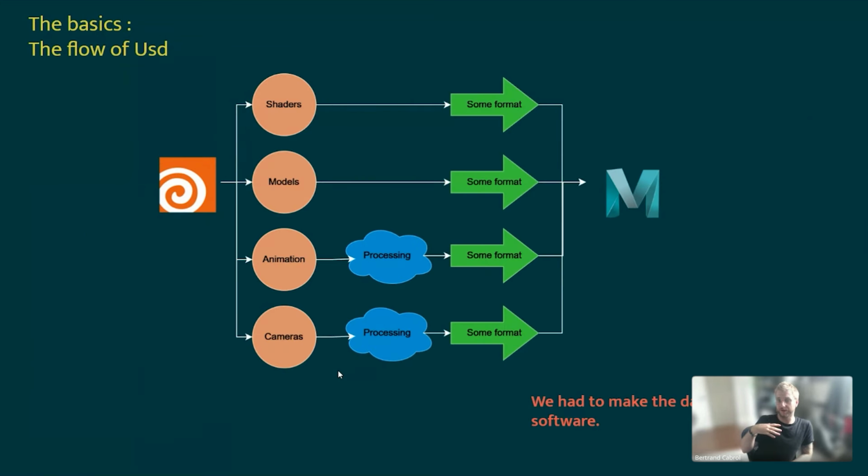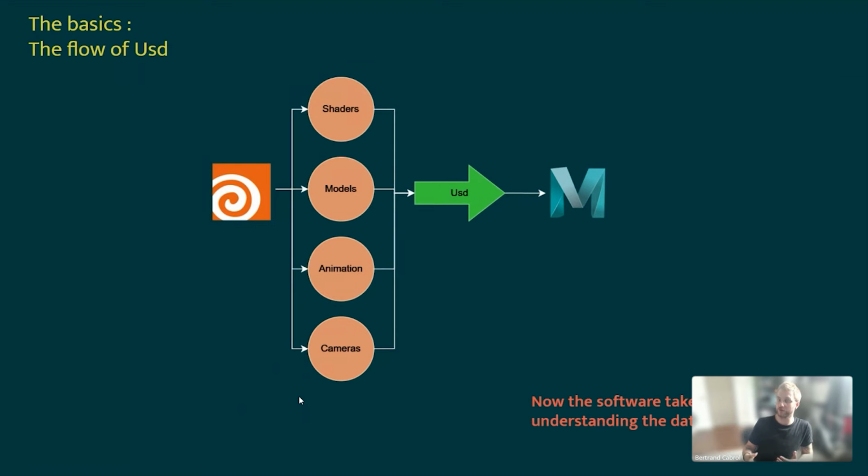The flow of USD, before, would look like this, as I was saying. You would maybe do models in Houdini, maybe shaders, animation, camera. You would do some kind of processing into some format and send it to Maya, let's say for rendering. Maybe you would use other software, this kind of stuff. The flow of USD is way simpler. And it's actually not accurate to say that I do shaders, model, animation, camera and then output a USD. Because in general, in Houdini, we work in USD directly.